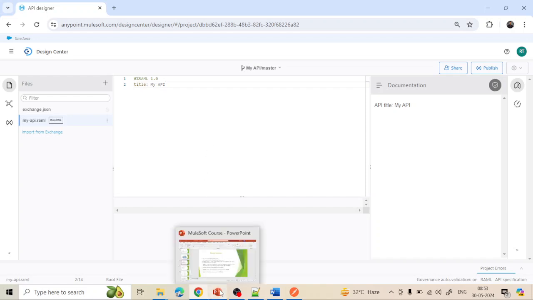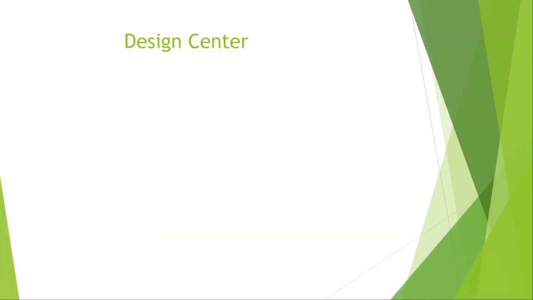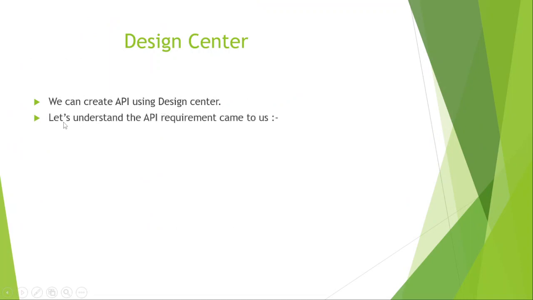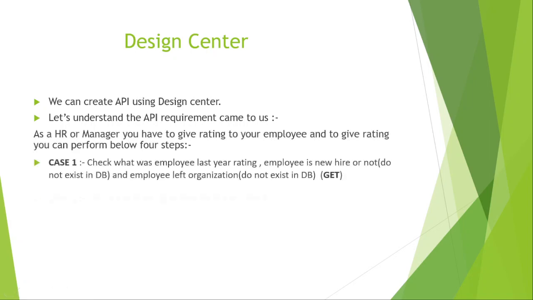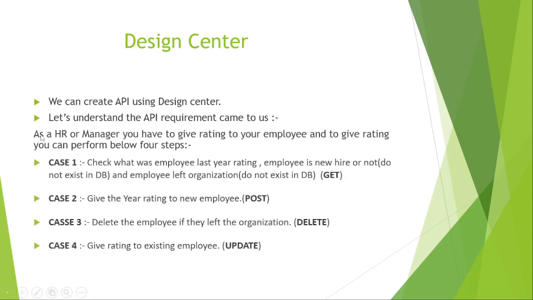Now let's go ahead with the understanding. So we can create the API using design center, that is fine. Let's understand the API requirement that came to us. Suppose a requirement came, and let's understand that you are an HR or manager of your company, and you have employees working under you. As an annual rating, you have to give a rating to each employee, whether the employee has A band or B band or C band or D band. All these bands you have to give to your employee as an HR or manager.